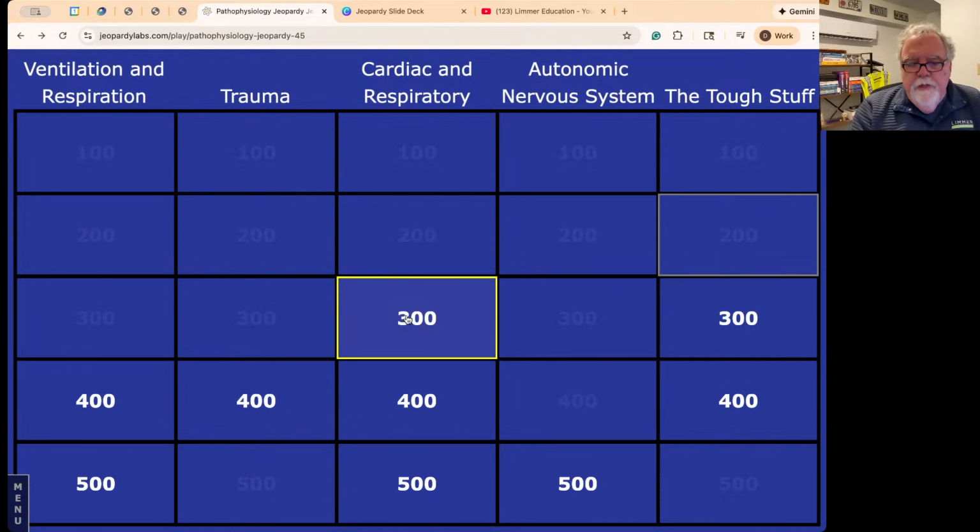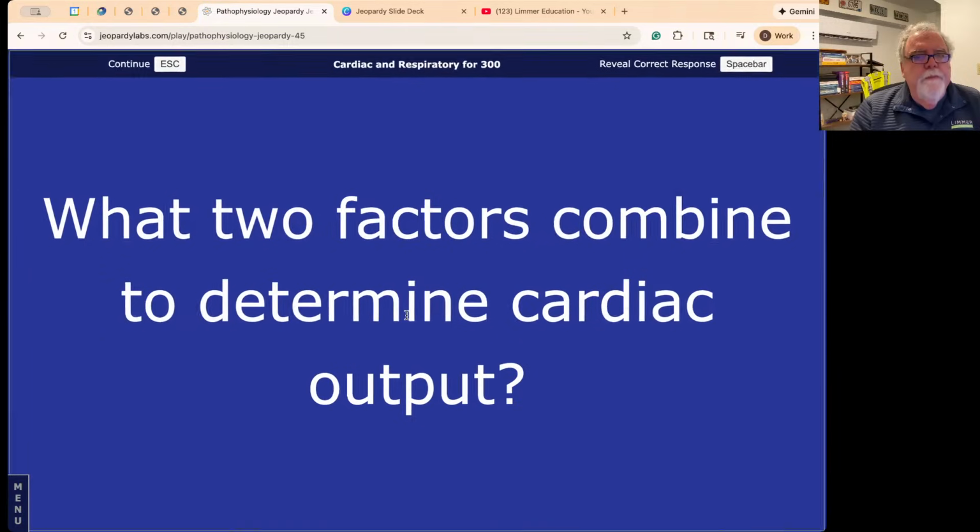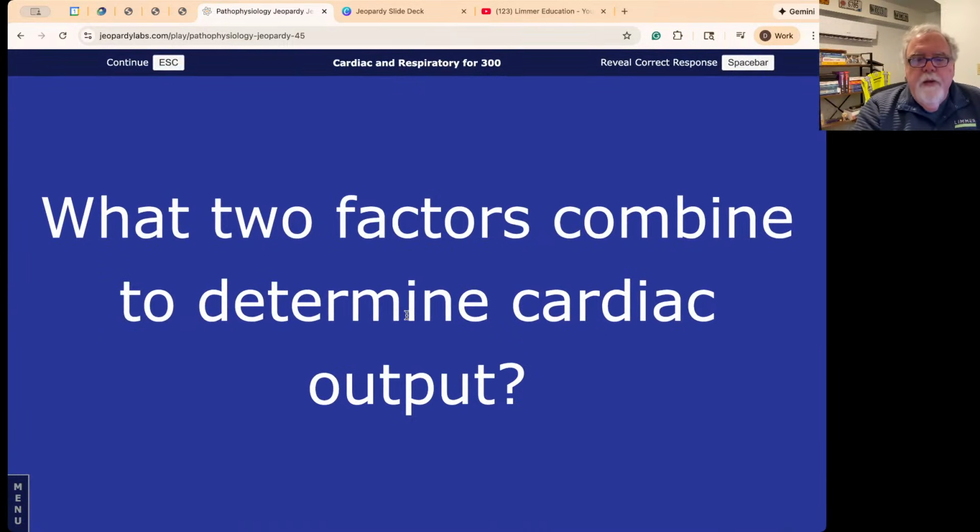Let's do cardiac and respiratory for 300. What two factors combine to determine cardiac output? I told you we're going to get into some of the things that we've talked about here. Matter of fact, some of the answers that have been put in for several questions are soon going to be right.